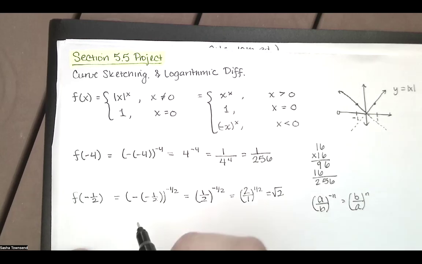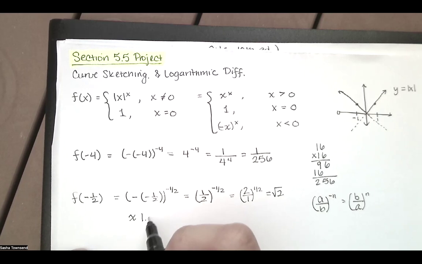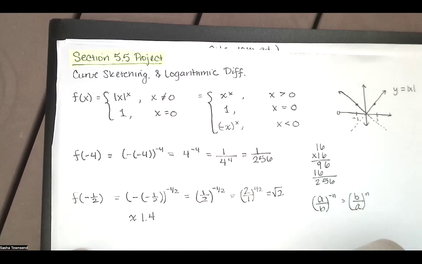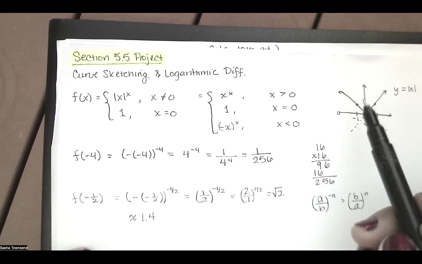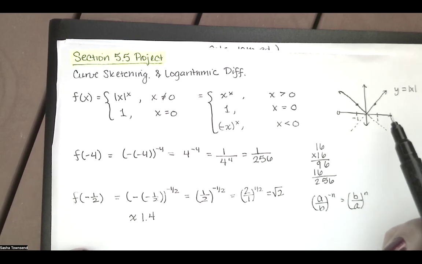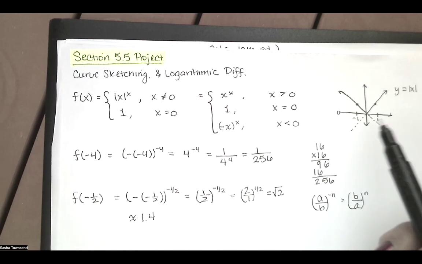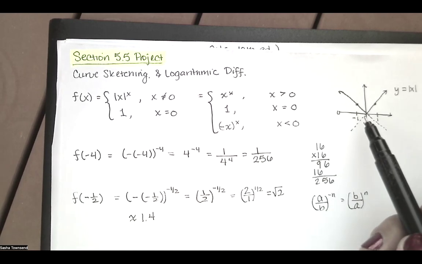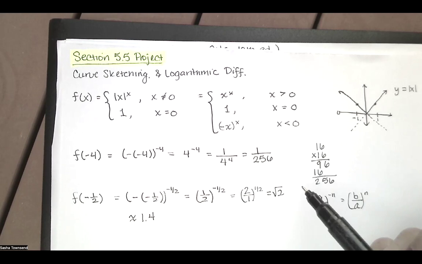And what is the square root of 2? Is that about 1.4-ish? I think it is. It's about 1.4. So we see that if we are between -1 and 0, we're going to have values that are sort of larger. They're going to be larger than 1.